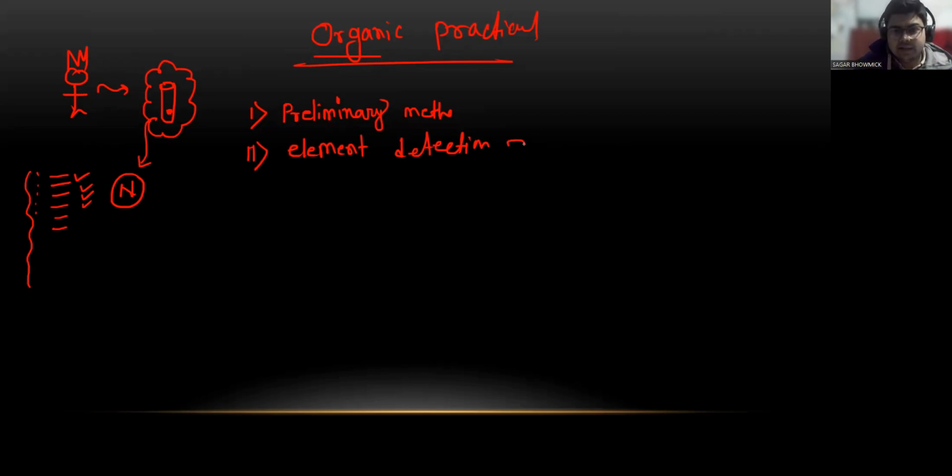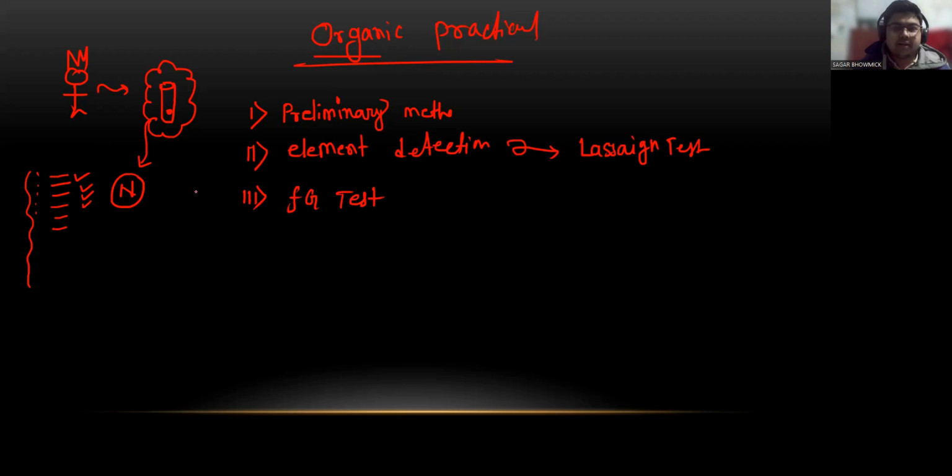Element detection has another popular name, that is the Lassaigne test. And the third step: when you know the element, your job is easy. You are very selective, since with this element only certain functional groups may be present. So now you will perform the functional group test.